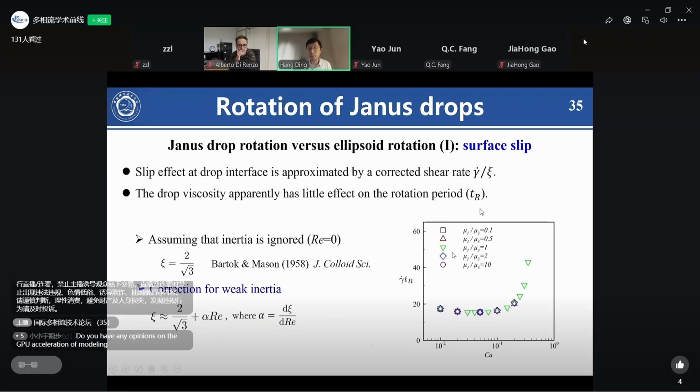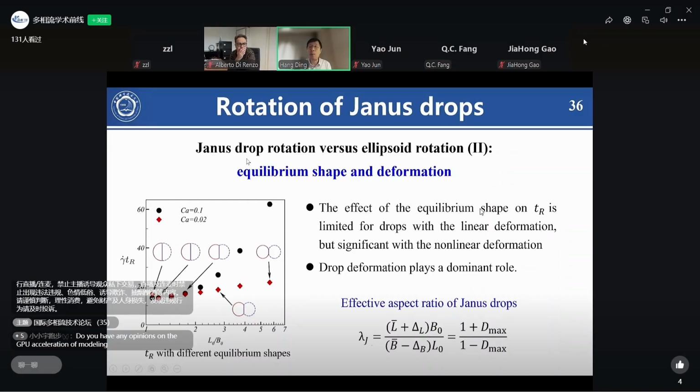Then in our numerical experiments, we can also change the viscosities. For example, we change the viscosity of the Janus droplet relative to the surrounding fluids. We can see that the droplet viscosity apparently has little effect on the rotational period.